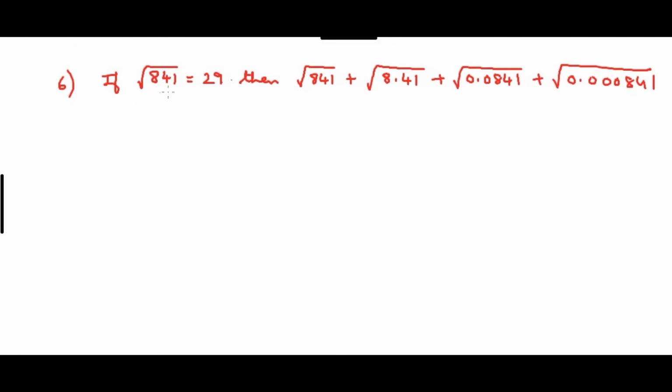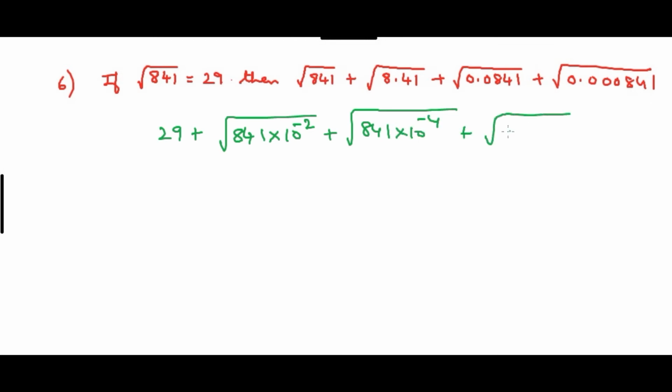Yes, if square root of 841 is equal to 29, then find square root of 841 plus square root of 8.41 plus square root of 0.0841 plus square root of 0.000841. It's very simple. Let me write this. This is 29 straight away. First one is 29 plus square root of 841 into 10 to the power of minus 2 plus square root of 841 into 10 to the power of minus 4 plus square root of 841 into 10 to the power of minus 6.